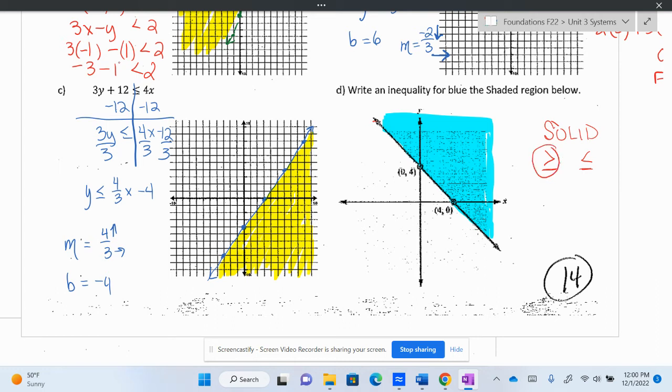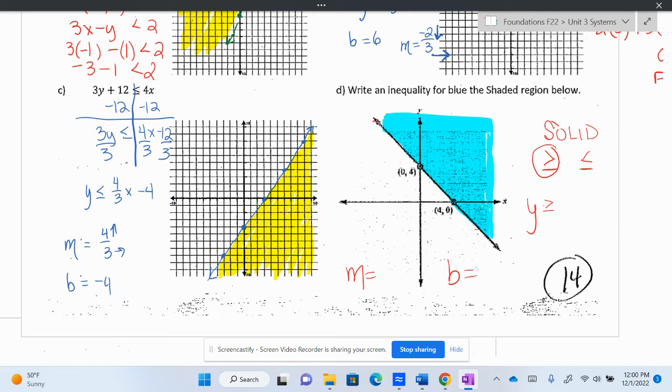Okay, so I know I'm going to use the greater than symbol because it's above the line, and because it's a solid line, I know that it's going to be greater than or equal to. So I can already start off with y is greater than or equal to. What else do I need? Well, the points are right there. What do I need to write this equation? I need to know what b is and what else? M. Yeah, I need to know b and m.